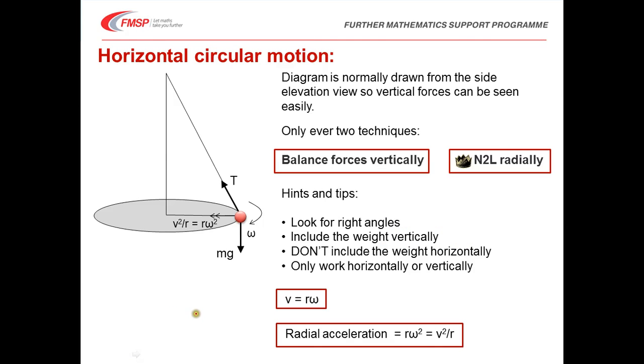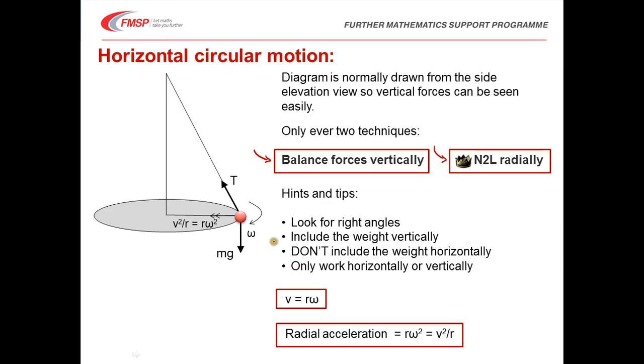Okay, so let's revise horizontal circular motion first of all. This is just a quick review of the techniques that we're going to be using. We generally have a diagram. It's quite difficult to do these questions without a good diagram, and we usually draw the diagram from the side elevation so that you can see the vertical forces acting in the system. Generally, for horizontal circular motion, there are only two techniques that you can apply, and that is to consider the forces balancing in the vertical direction, because there's no motion in the vertical direction for this particle, and also you need to think about using Newton's second law radially. You have a constant acceleration towards the centre of the circle that's provided by some kind of central force, and you need to use Newton's second law in order to be able to assess that.